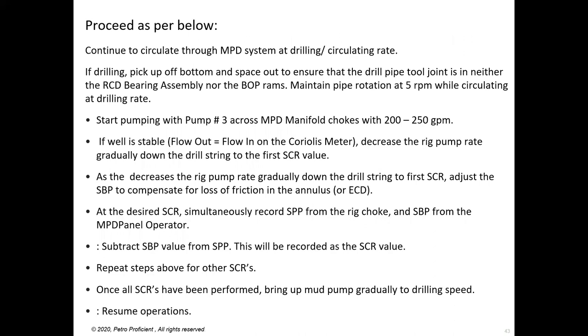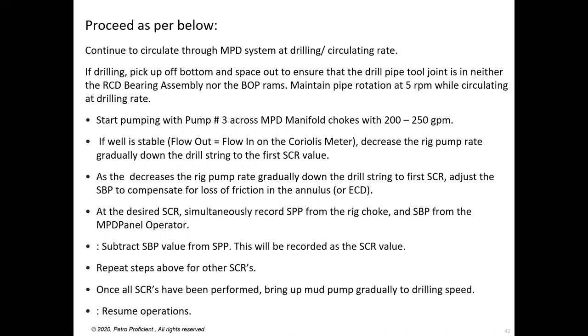carrying out or taking slow circulation rates. So let me just quickly go through it. You circulate through the MPD system at drilling rate, and if drilling, pick up off bottom and space out, ensuring that your drill pipe tool joint is neither in the RCD bearing assembly nor the BOPs. Maintain pipe rotation and start pumping across the MPD system at 250 GPM. If the well is stable, decrease the pump rate gradually down the drill string to the first SCR value.